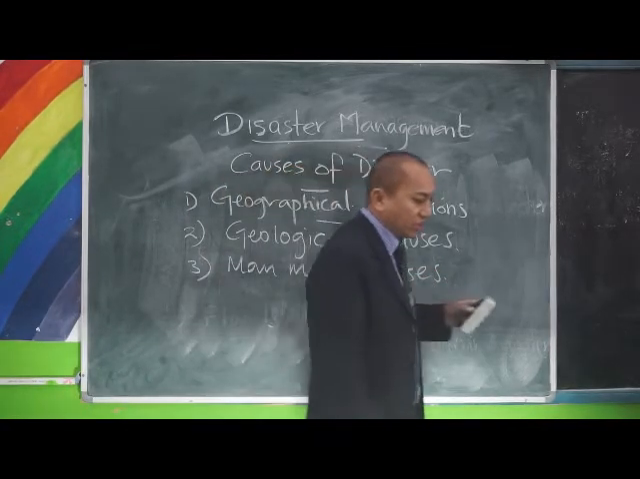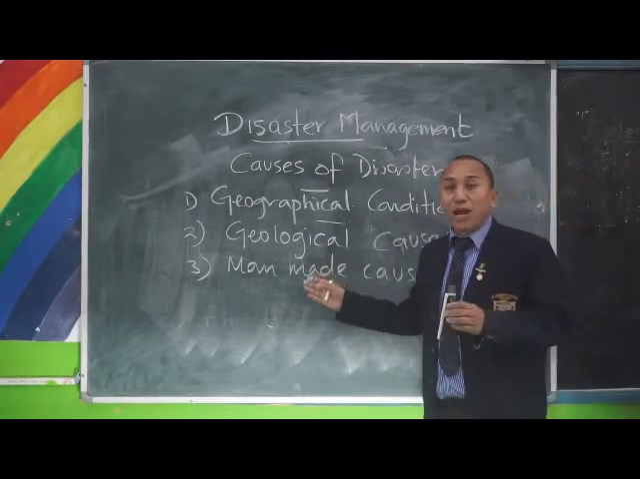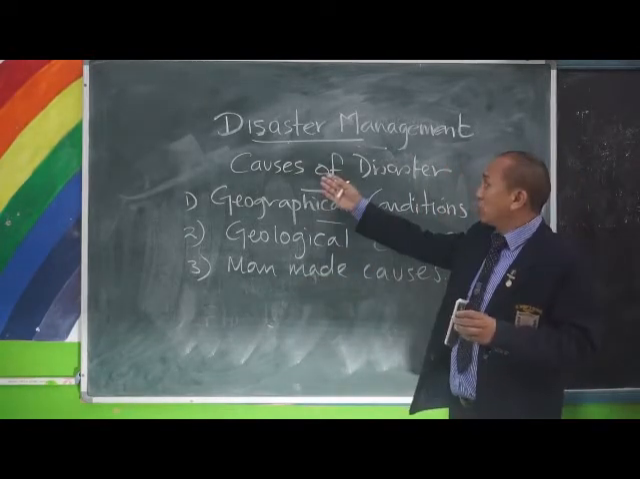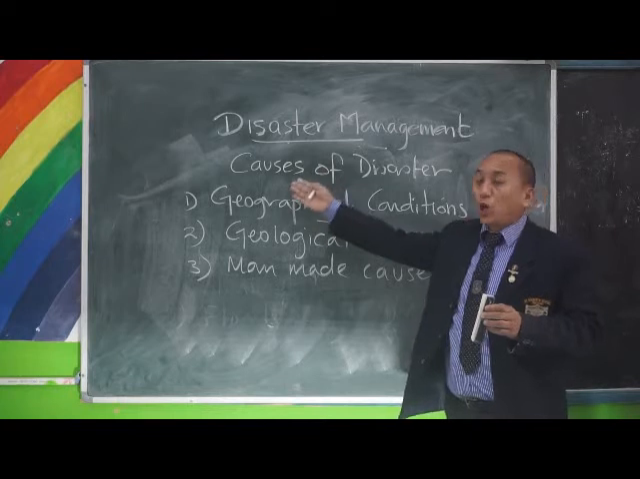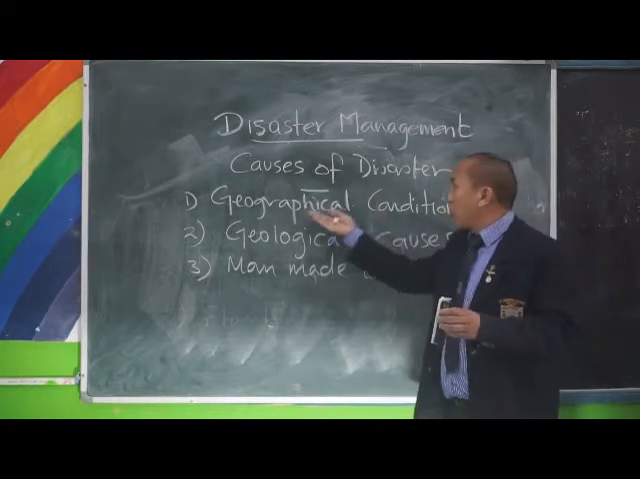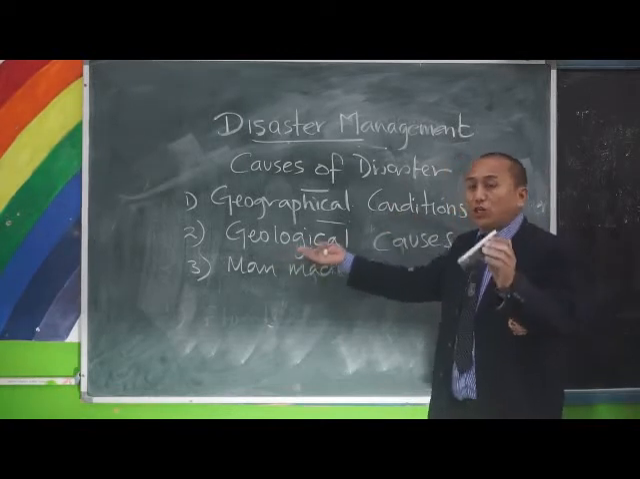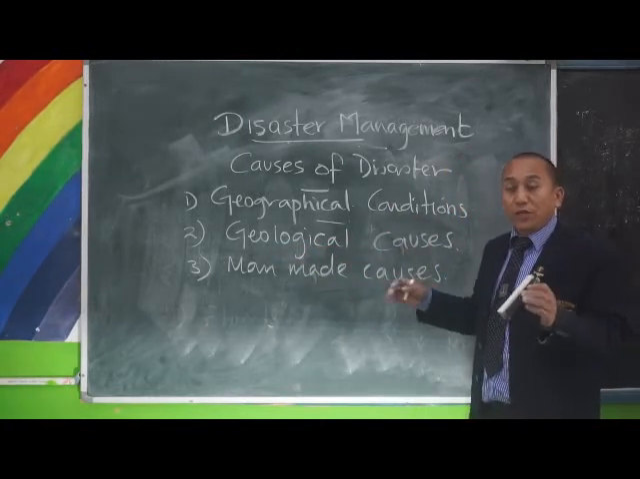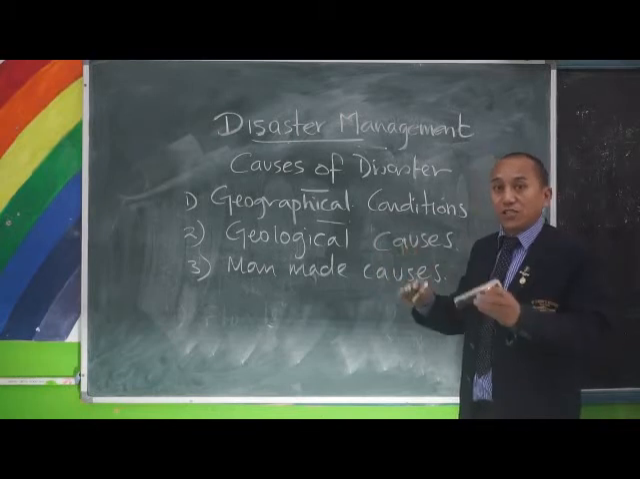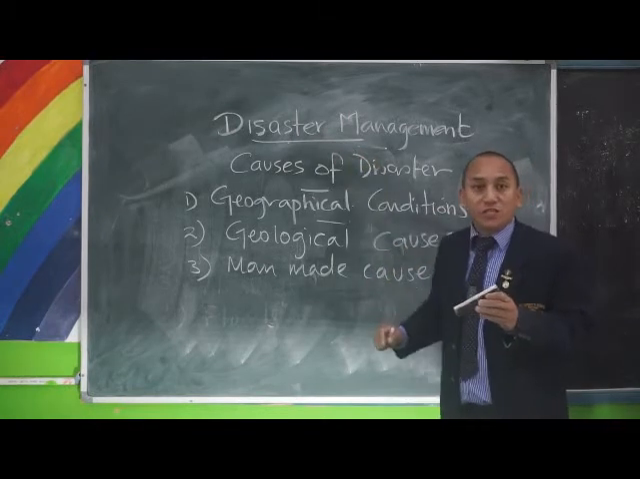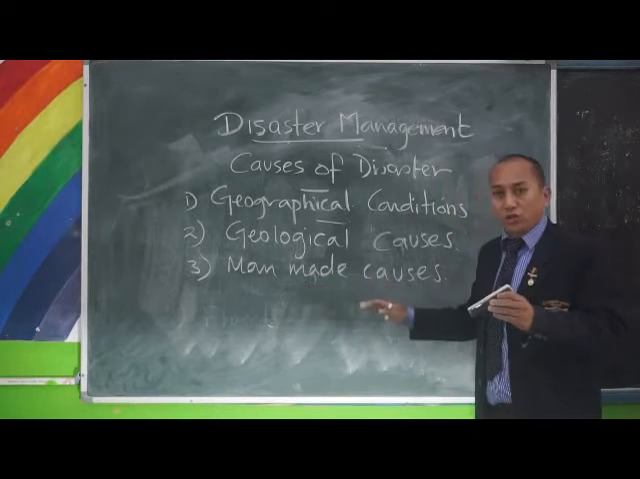Now, we have the third point here, that is the man-made causes. Causes of disaster. The first one is the geographical conditions of the particular region. The second one is the geological causes, because of the movement that takes place inside the Earth's surface. Disaster also takes place. And then we come to the man-made causes.